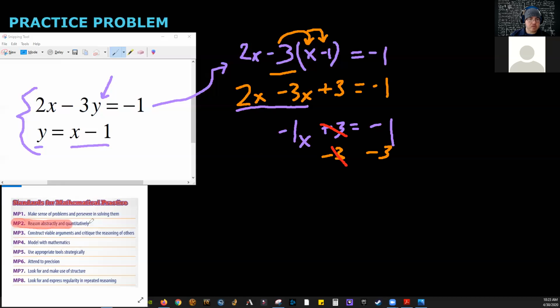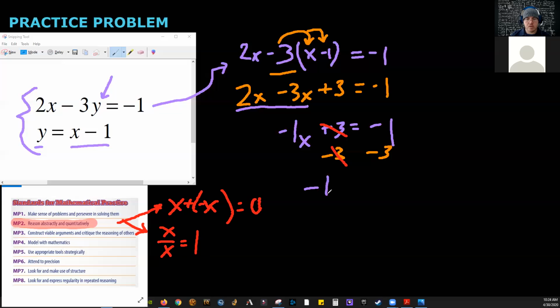That's abstract reasoning. What I mean by that is our main 2 abstract rules say that anything being combined with its opposite is equal to 0, and anything divided by itself is equal to 1. So those are our 2 main abstract rules we're going to be using today. So what do we end up with? Let's see. So we'll end up with -1x is equal to -1 minus 3 would be -4.